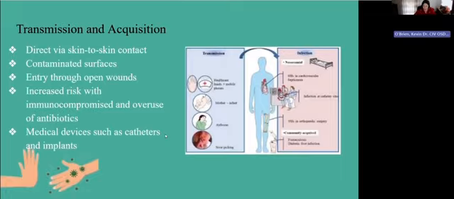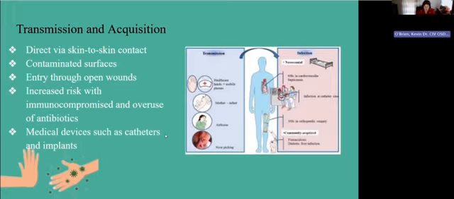Transmission and acquisition: direct via skin-to-skin contact, contaminated surfaces that have not been disinfected, entry through open wounds, a lot of the time through surgical sites. If the instruments are not cleaned properly or sterilized properly, then this could likely result. And you do have an increased risk if you are immunocompromised, meaning if you are very old or very young, you could be immunocompromised and at a higher risk.